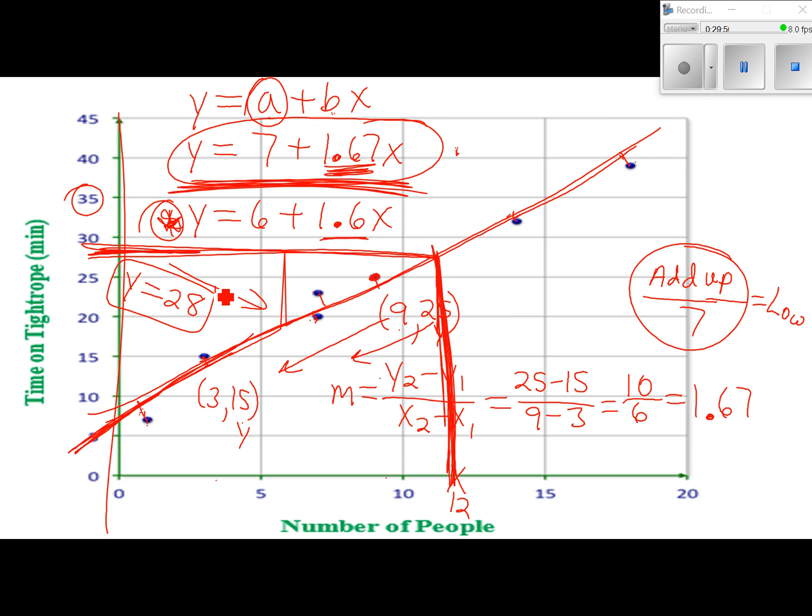We could also pick x is 12, and once we wrote this line of fit, we could stick in 12 right here for x, do the math, and hopefully I didn't screw up and say y is about 28. It should be somewhere fairly close to that. So 1.67 times 12 plus 7, and I end up with about 27.04. So that's pretty close to 28.